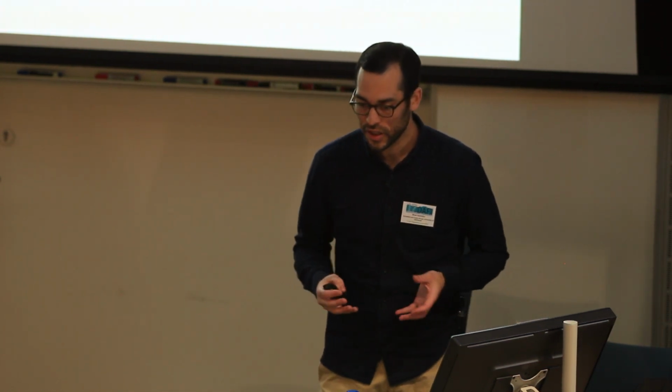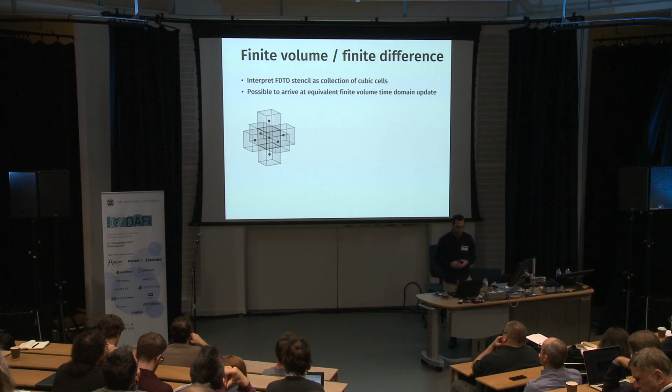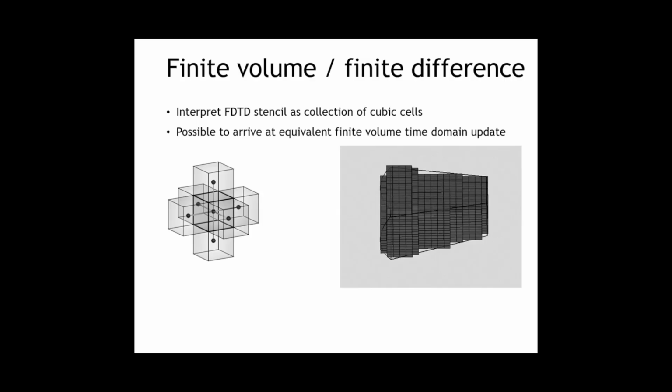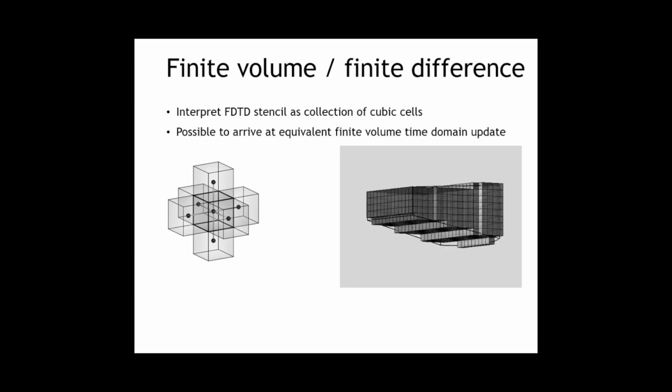So a way to get around this, or to improve the approximation, is to take your finite difference scheme and think about it in a more general way. Finite volume can be thought of as a generalization of some finite difference schemes. In this case, our stencil is encapsulated in these 7 cubes, so each point is at the center of some cubic volume. If you derive a finite volume update from this, you can actually get the same thing as your finite difference update. Then you can apply it to complicated room geometries and see what happens.